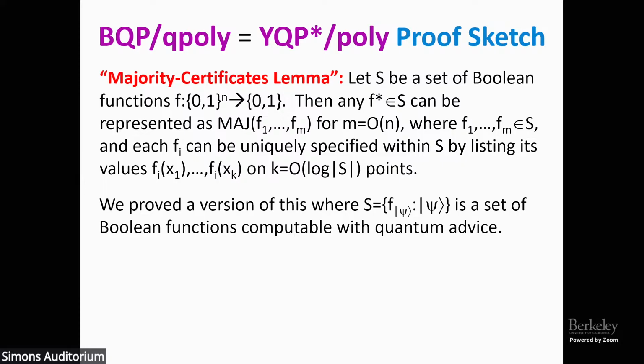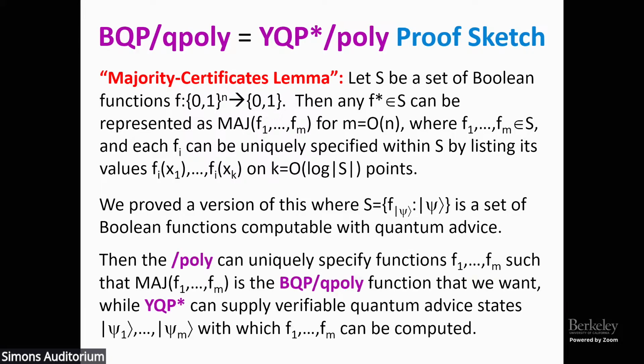Okay, but we prove a whole real valued generalization of this majority certificates lemma, using a bunch of results from computational learning theory. And then once we have that, how can we take BQP/qpoly and simulate it by this YQP with classical advice? Well, the classical advice can uniquely specify, say, M functions, f1 up to fm, such that their majority is the BQP/qpoly function that we wanted to compute. And also, our untrusted YQP advice can supply verifiable quantum advice states, say psi1 up to psi_m, where we can then verify those advice states using their input-output behavior that's listed in the /poly advice. And given these advice states, f1 up to fm can be computed.